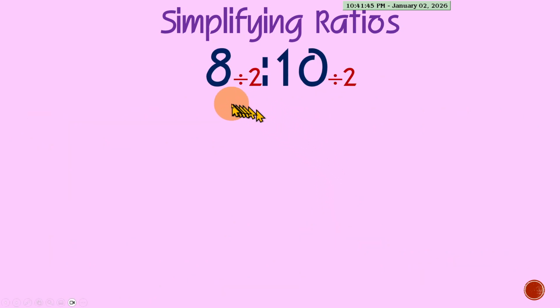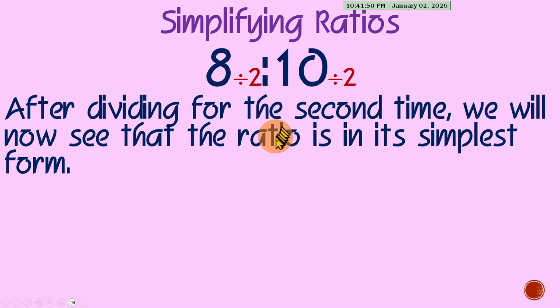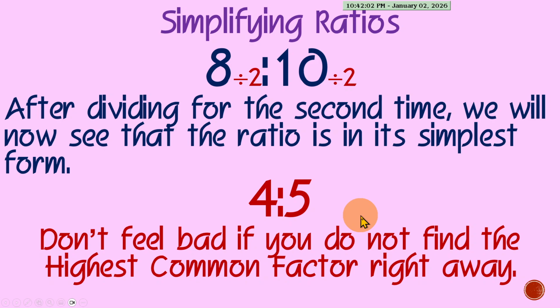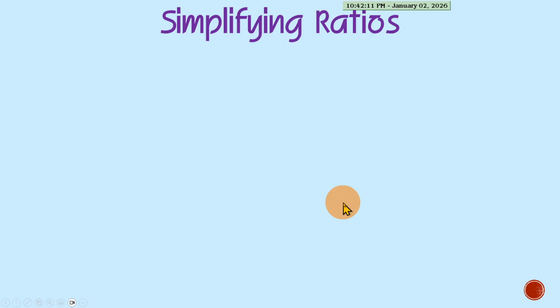So now we will divide by 2. And when we divide by 2, we will now be in its simplest form. The ratio is going to be 4 to 5 because 8 divided by 2 is 4 and 10 divided by 2 is 5. And so this is now the simplest form of the original ratio, 24 to 30. So don't feel bad if you don't find the highest common factor right away.